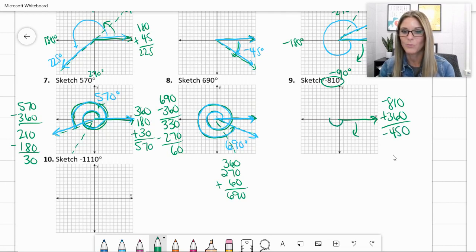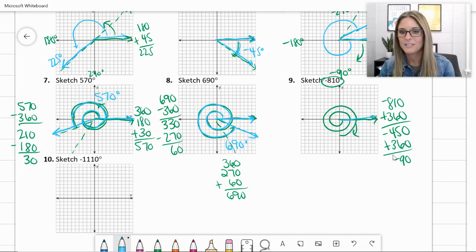So I know I'm going to have to make one full rotation. Let's add another 360. That takes us to negative 90. So let me add that full rotation. We had to do 2 full circles, and then I still need to go negative 90 degrees, so straight down.